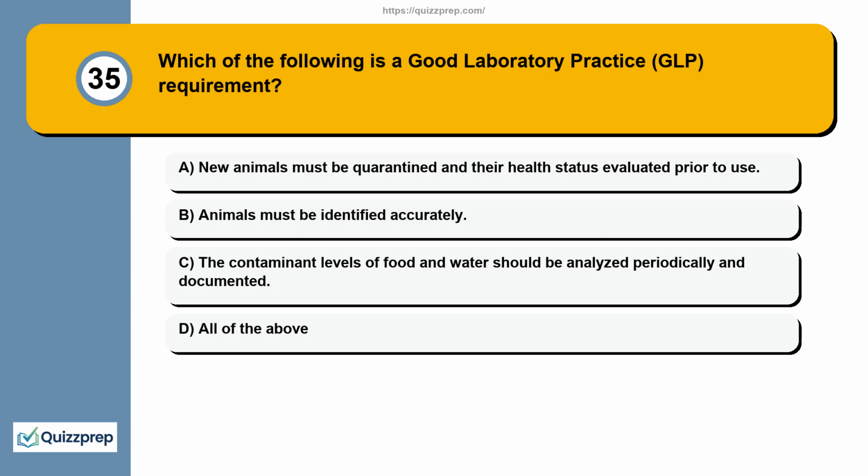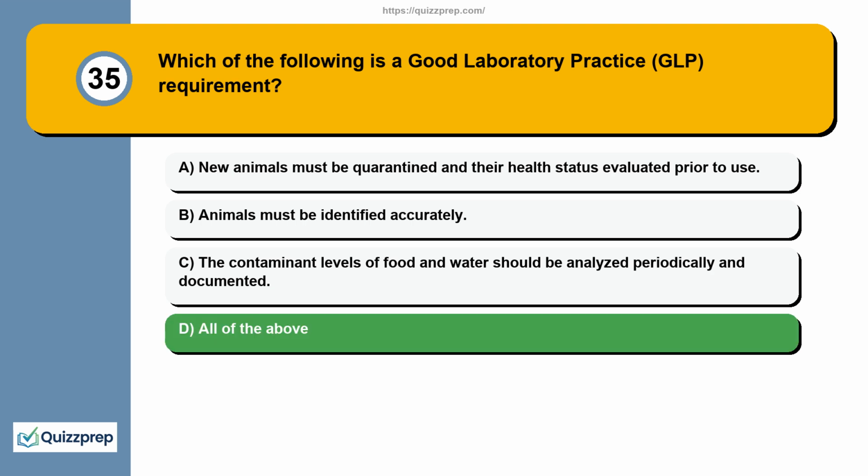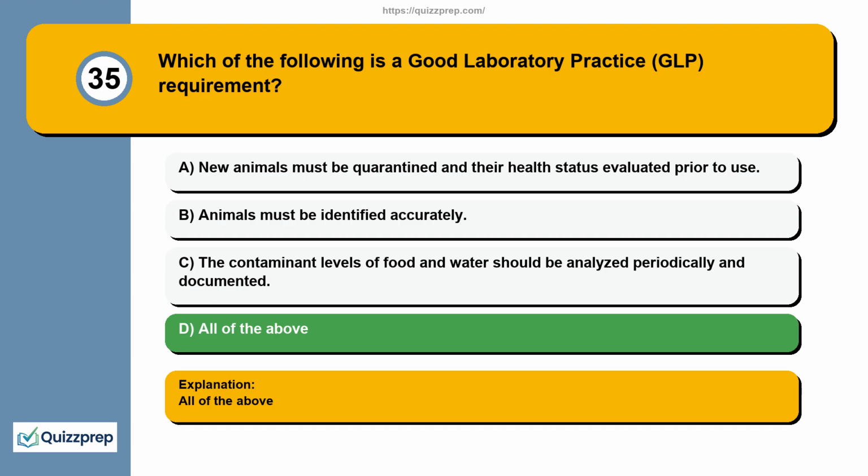Question 35. Which of the following is a good laboratory practice, GLP, requirement? Option A. New animals must be quarantined and their health status evaluated prior to use. Option B. Animals must be identified accurately. Option C. The contaminant levels of food and water should be analyzed periodically and documented. Option D, all of the above. The correct answer is option D, all of the above.